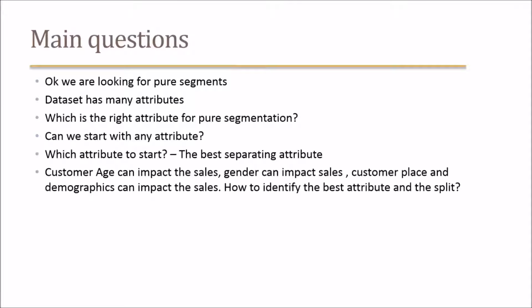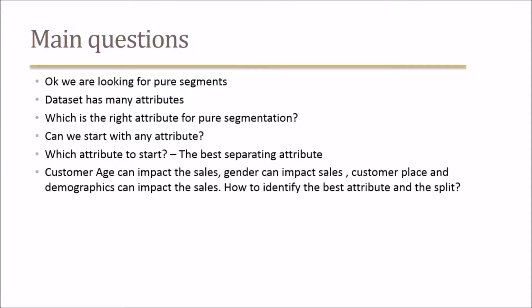Can we start with any attribute? Which attribute to start with? Is there any best separating criterion for attributes? Customer age can impact the sales, gender can impact the sales, customer place, demographics, everything. Out of all the variables that we have in the dataset, we can't have just one or two variables. If there are multiple variables, how do we find out which is the best split attribute?